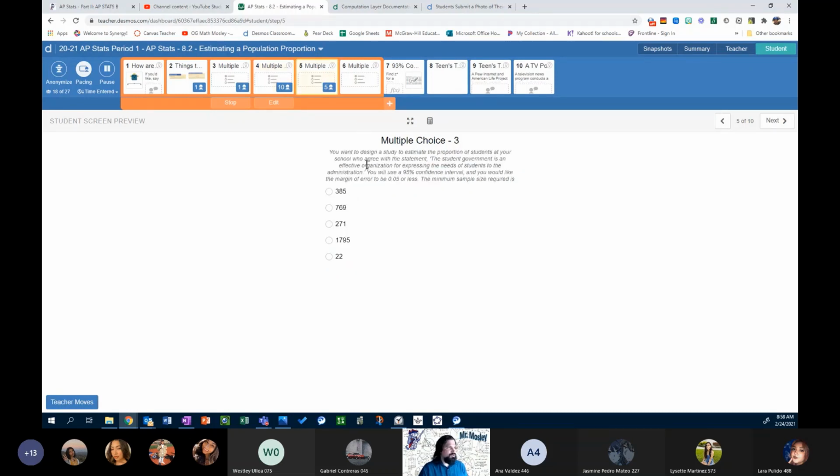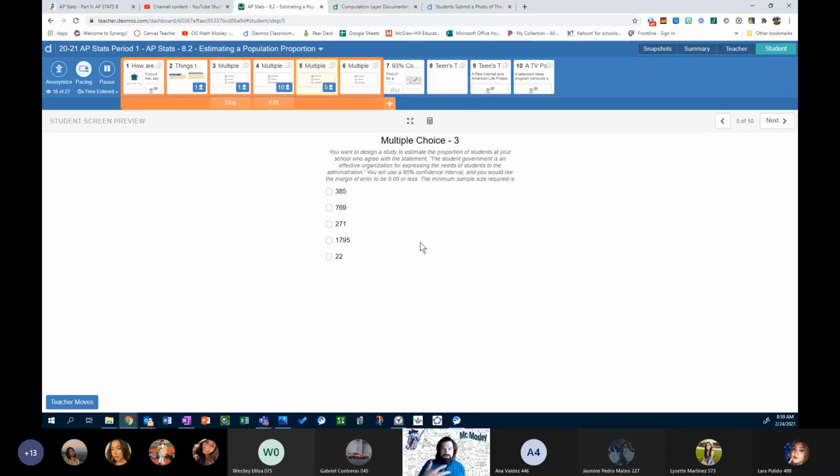Our multiple choice number 3 here: you want to design a study to estimate the proportion of students at your school who agree with the statement, student government is an effective organization for expressing the needs of students to the administration. You will use a 95% confidence interval, and you would like the margin of error to be 0.05 or less. So we're using the calculation for the sample size. Right? The minimum sample size required is, we have to select what the minimum sample size is.